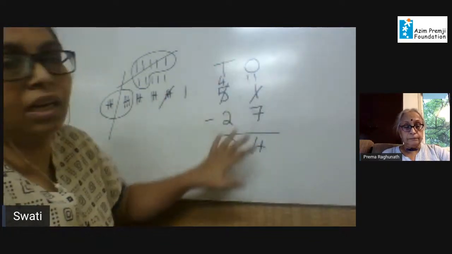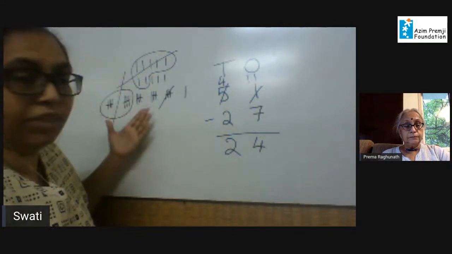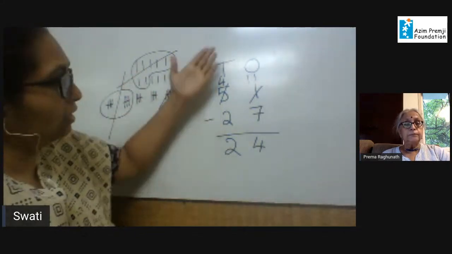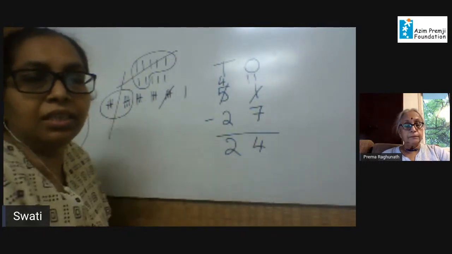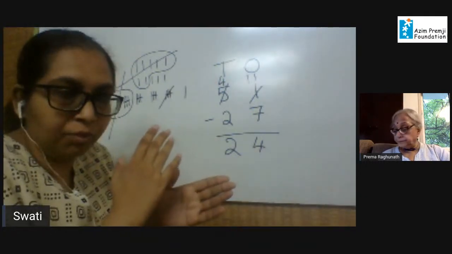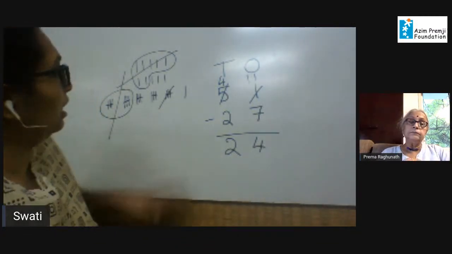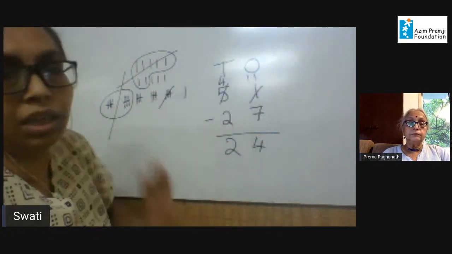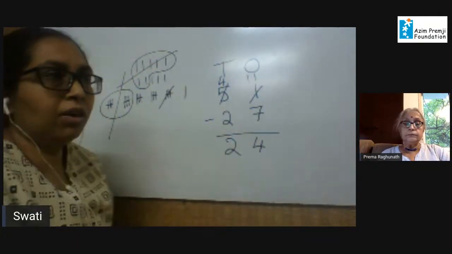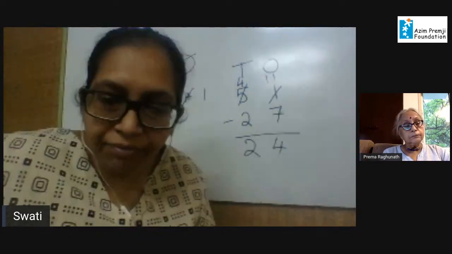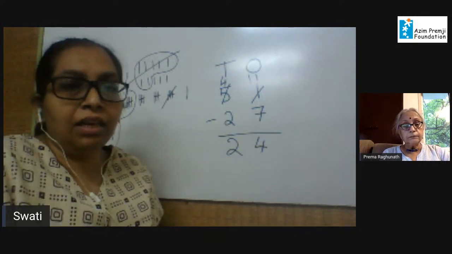So the manipulatives, engaging with the manipulatives and this pen and paper, they have to go simultaneously, together, not one after the other. Okay? Aisa nahi ki ek din iske saath khel liye, dusre din ye karenge. No. Dono saath saath hona chahiye. Okay? And at every point, aap bachcho se poochhe ki kya karna chahiye?